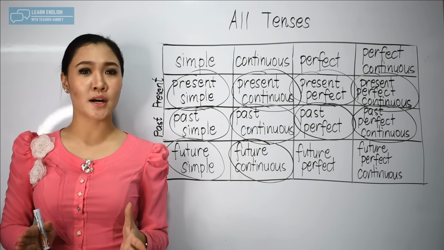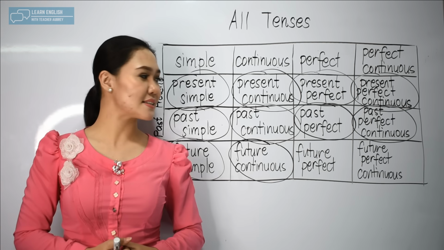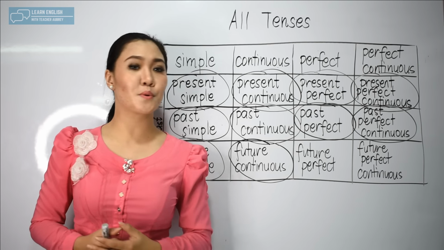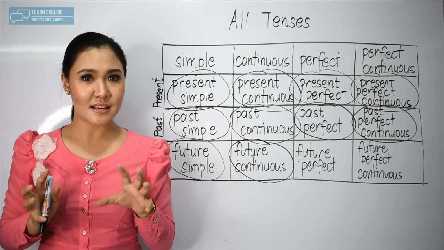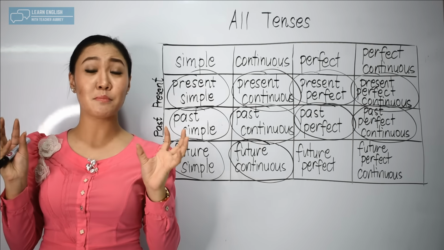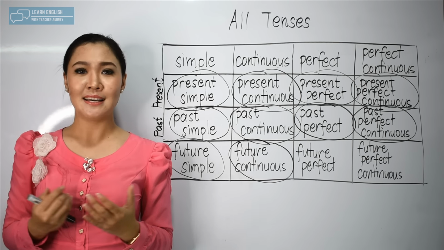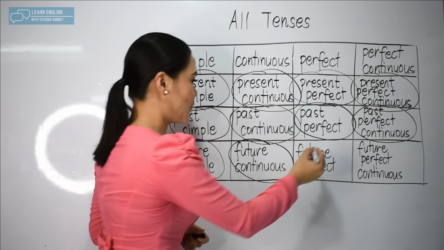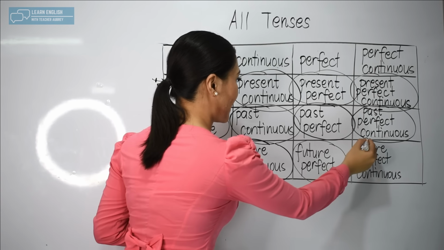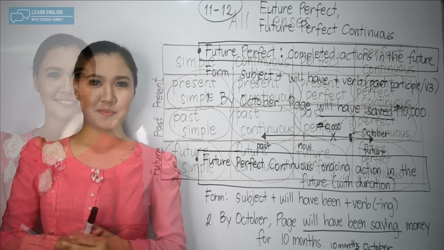For the last part, we have two remaining tenses. We have the future perfect and the future perfect continuous. In this part, sabay natin silang tatalakayin para makita natin at maipag-compare dahil dito karaniwang nagkakamali ang English language learners. We have the future perfect and the future perfect continuous.